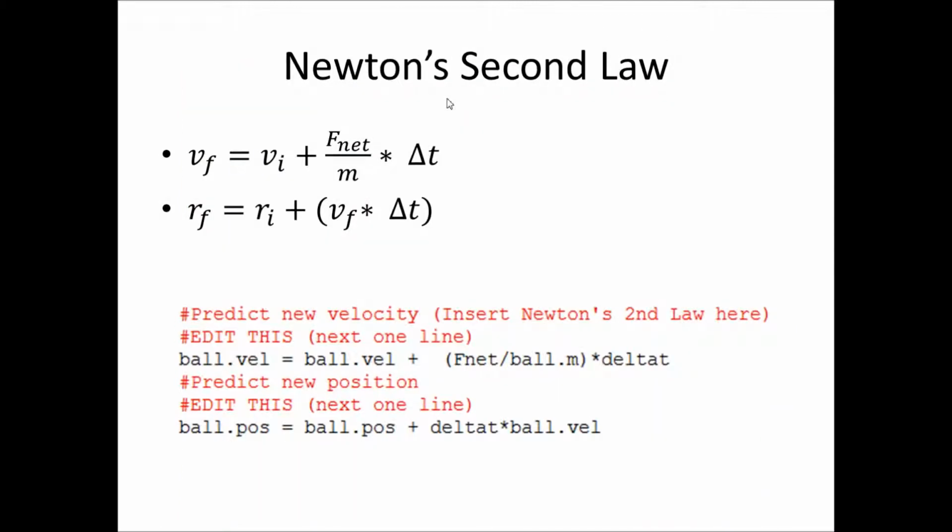The computational models I made to predict the motion of the object are based on Newton's second law, which relates the forces acting upon the object, net force, to its velocity over time. In the code, Newton's second law is used in the form velocity final equals velocity initial plus net force divided by mass multiplied by change in time. Once final velocity is obtained, the new position of the object is found using the equation position final equals position initial plus velocity multiplied by change in time.